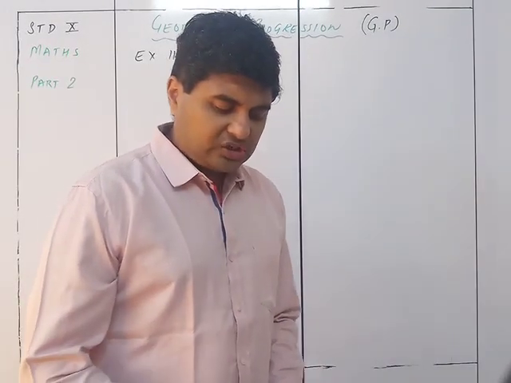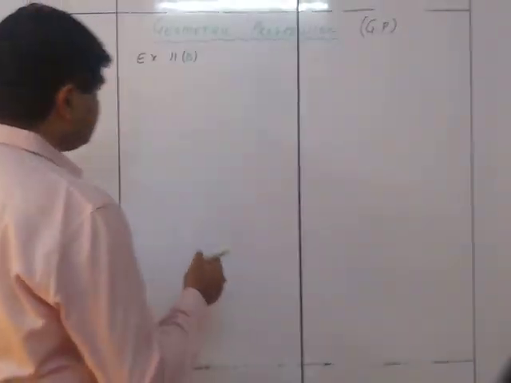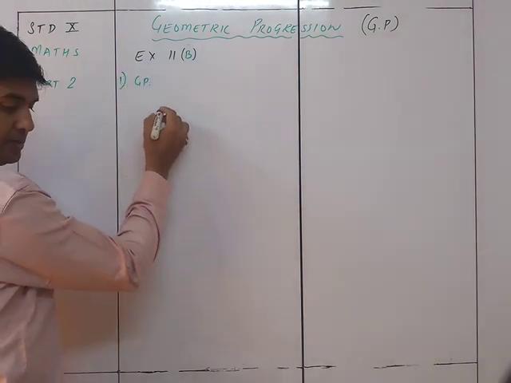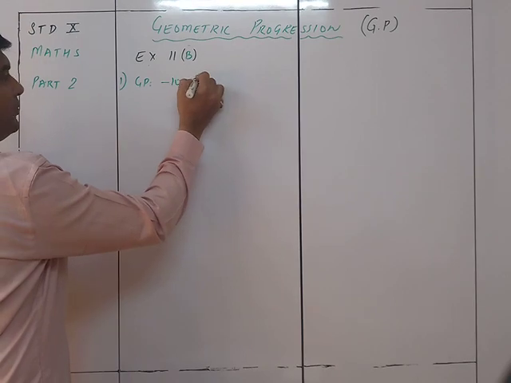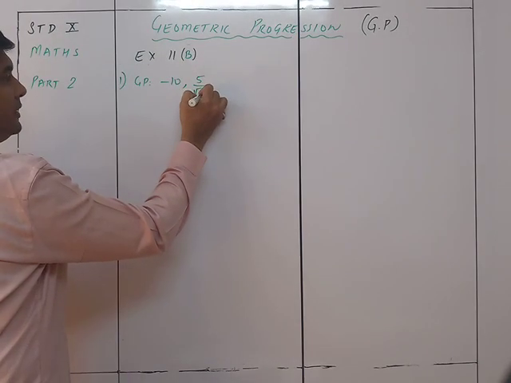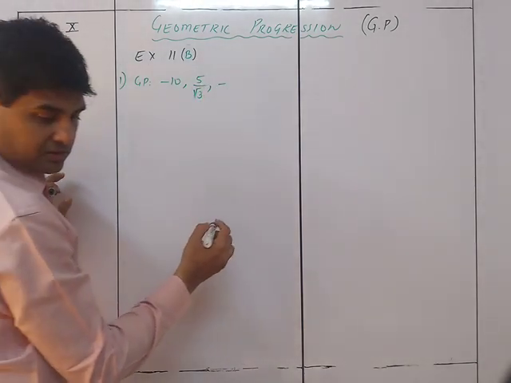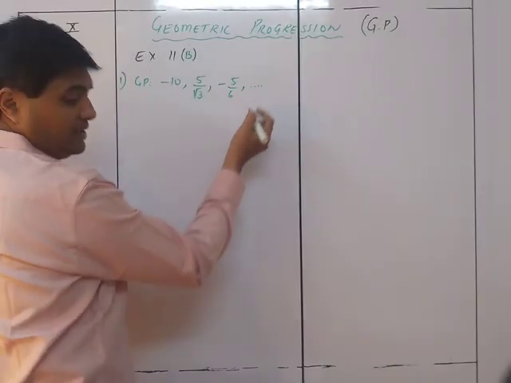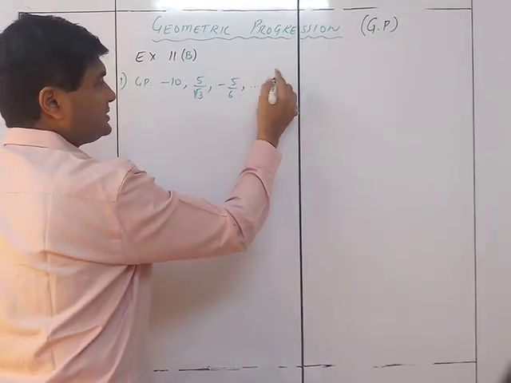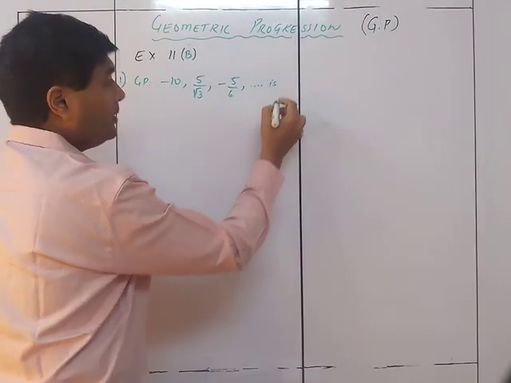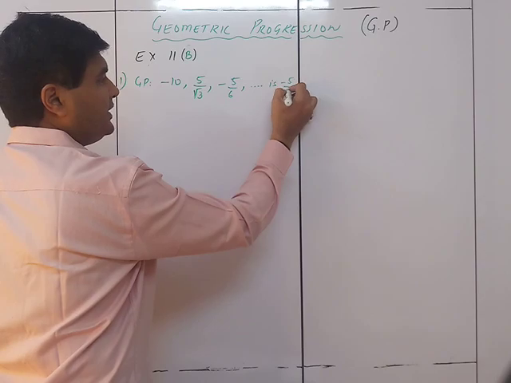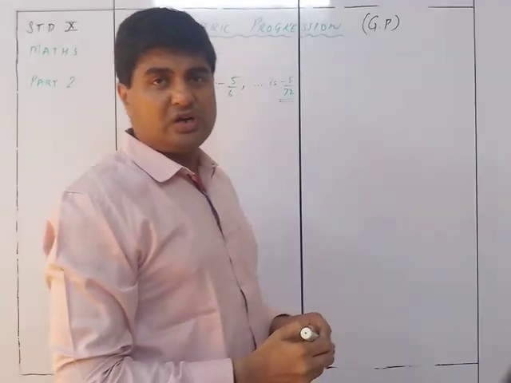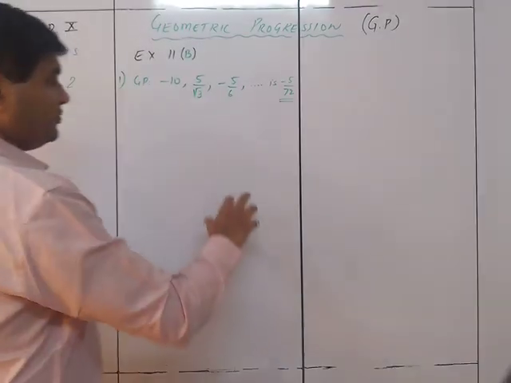So first thing is, which term of the GP. So we have the first term of the GP given to you as minus 10, then 5 upon root 3, minus 5 upon 6, and then you are having the last term, minus 5 upon 72. So you need to find out that minus 5 upon 72 is which term of this GP. You need to find out the term.